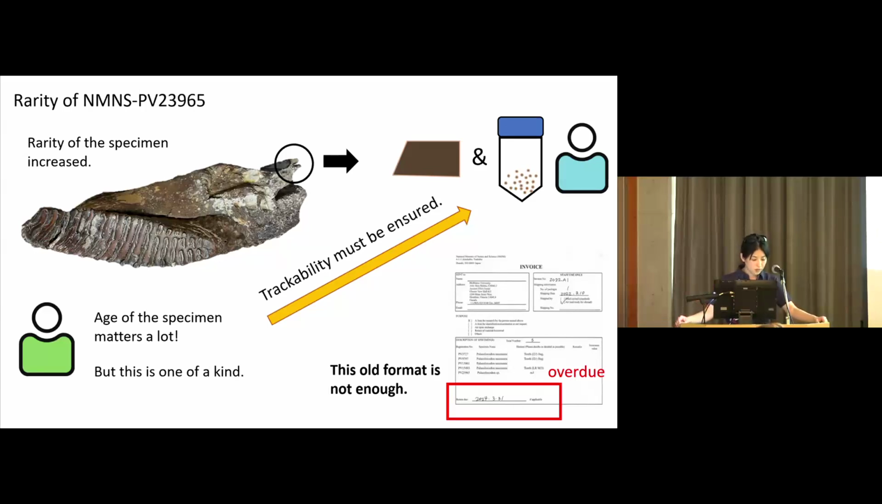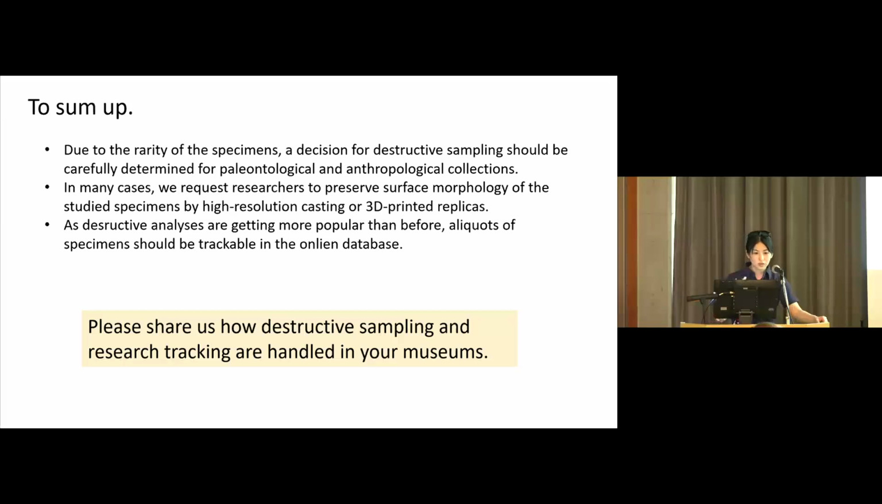So a lesson I learned from this issue is that trackability is really important for rare specimens like paleontology and anthropology collections. We are very glad to be in this joint conference for the very first time as paleontologists and archaeologists. And you have more advanced knowledge about keeping all information from the specimens. So please share your experience in this group, and hopefully we get some ideas and include them in our paleo collections. So thank you very much.